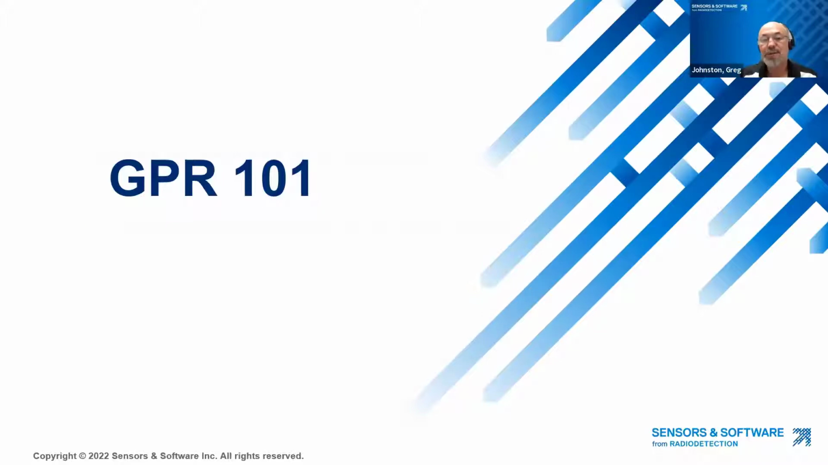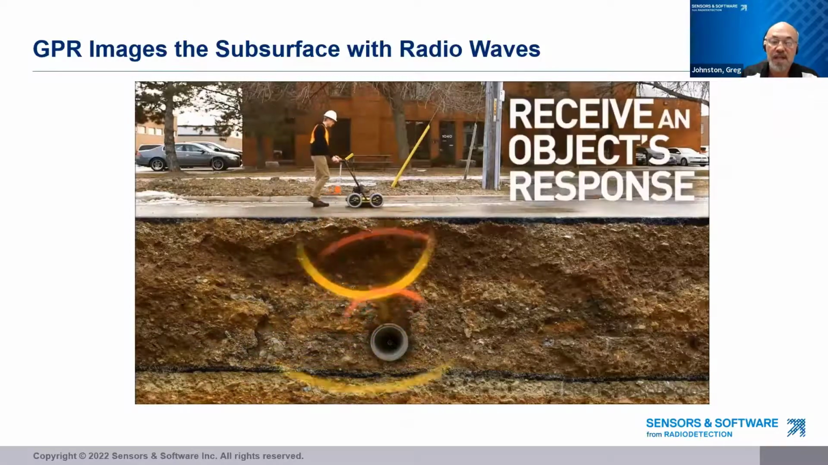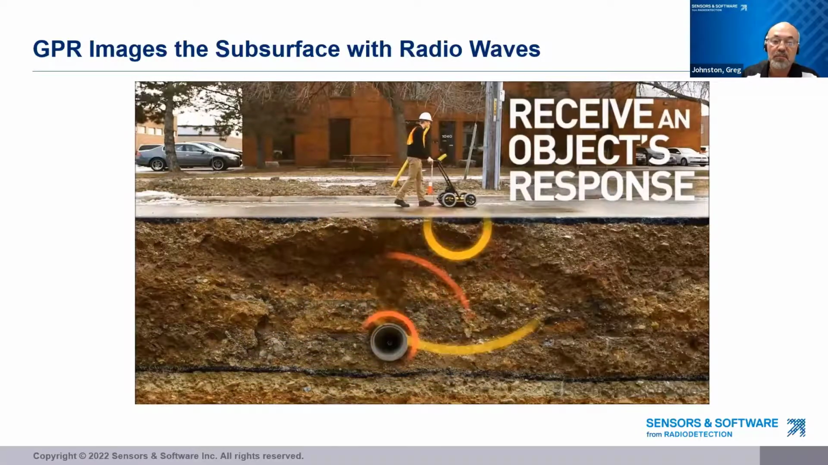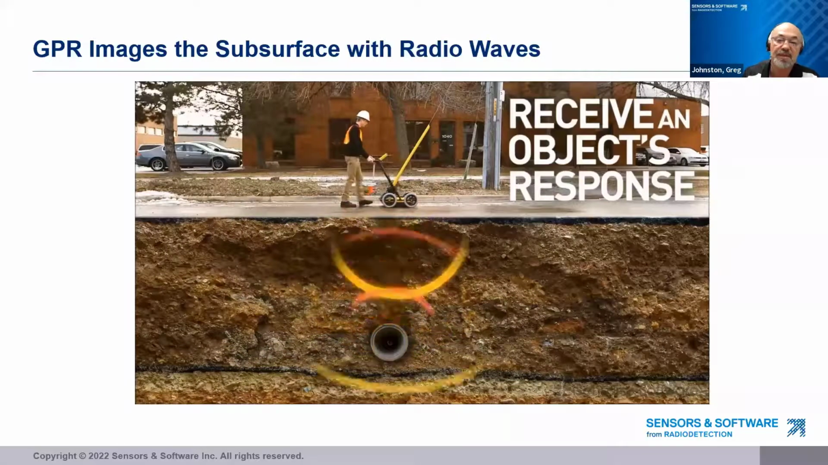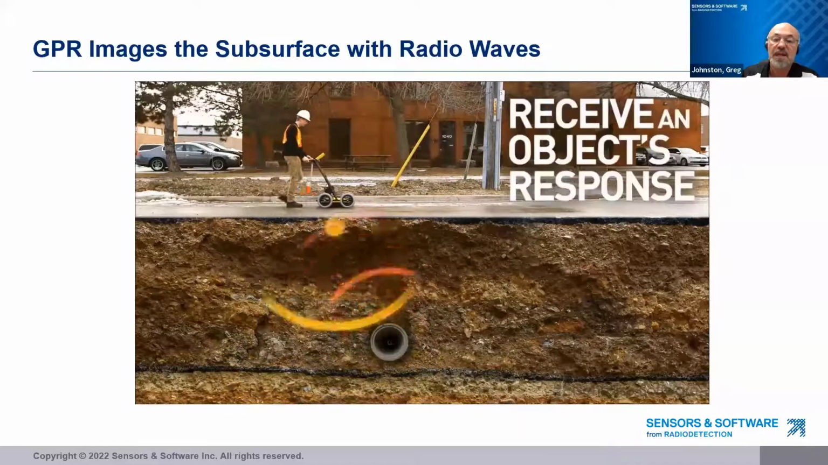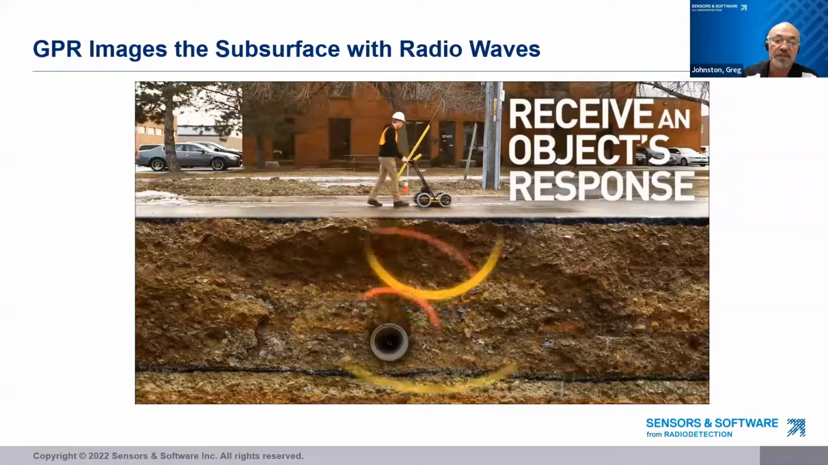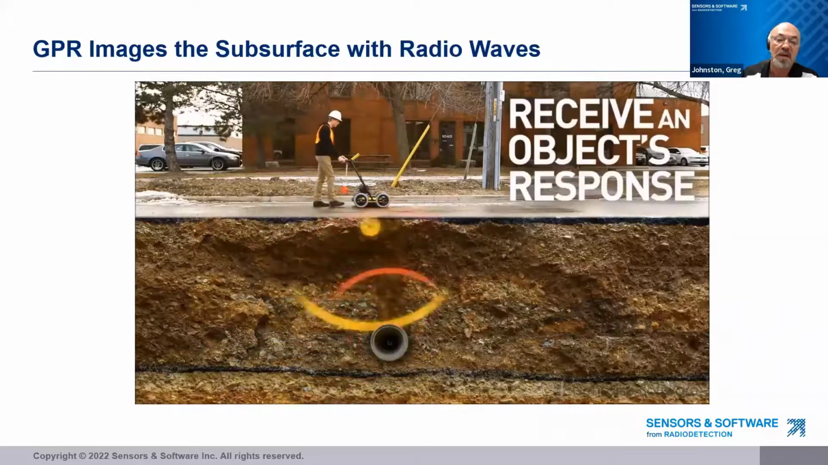For those of you who are GPR experts, I apologize for the next 4 slides. But just in case we have some people who are not that familiar with the technology, here's a quick summary of what GPR does and what it's used for. GPR is a technology that creates an image of the subsurface by sending out a pulse of radio waves and collecting the reflections that come back from the subsurface. This creates an image of objects and boundaries in the subsurface that have different properties than the host material. In this example, GPR is imaging the buried concrete pipe.